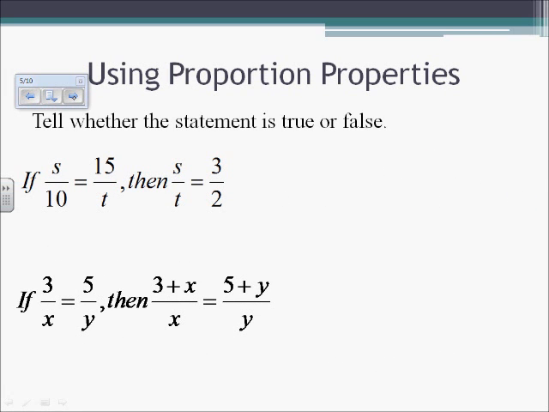Two more examples. Tell true or false. If s over 10 is equal to 15 over t, then s over t is equal to 3 over 2.